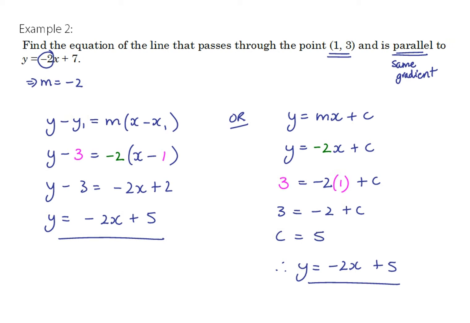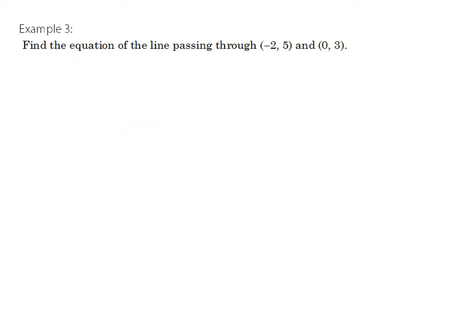I just find the first method nicer in that it allows you to substitute all of your known information in at the first step and then just simplify, whereas gradient-intercept form requires you to substitute the gradient, then to substitute the point, solve for c, then to put c back into the original equation. It's just a bit more disjointed, but it's a perfectly valid method. Let's have a look at another example.